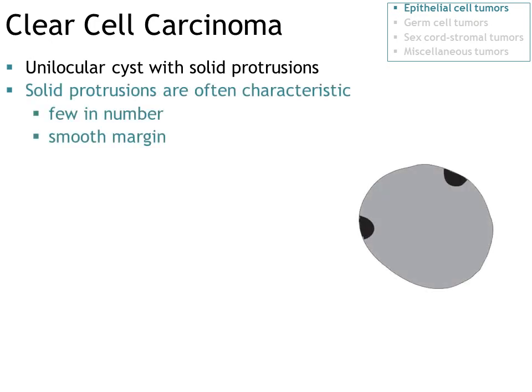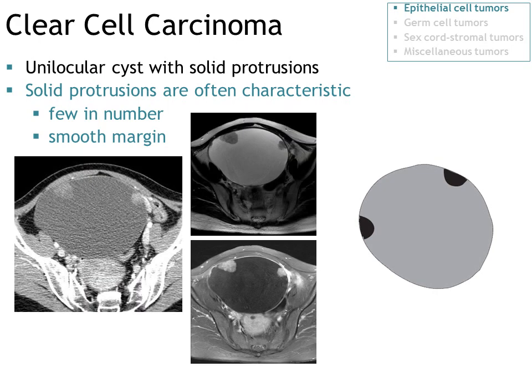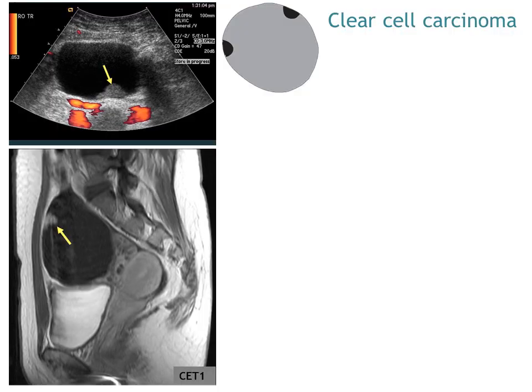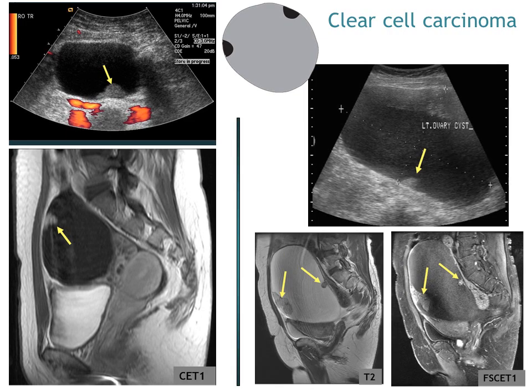Because frequently solid protrusions are few in number, just one or two, with smooth margin, I drew schema like this, and this is a case. Here is another case of clear cell carcinoma of this pattern, and here is again another case with the same pattern.